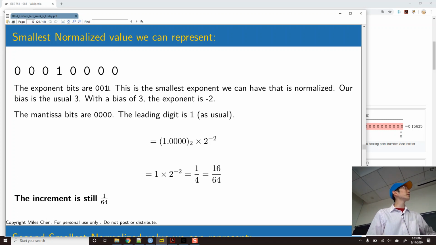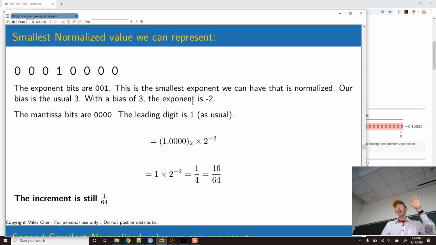The exponent bits are 0, 0, 1, and this is the smallest exponent I can have that's normalized. The bias is going to be normal, which is 3. Why is the exponent bias normally 3? It's because we've got 3 bits for the exponent. 2 to the 3 is 8. We want half of those to be negative, so half of 8 is 4. But so that we have more positive than negatives, we bias it by 1 less than 4. So 2 to the 3 is 8, half of that is 4, and 1 less than 4 is 3. I know it feels convoluted, but it'll make sense.